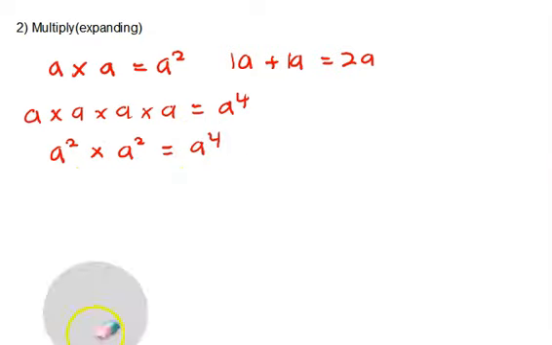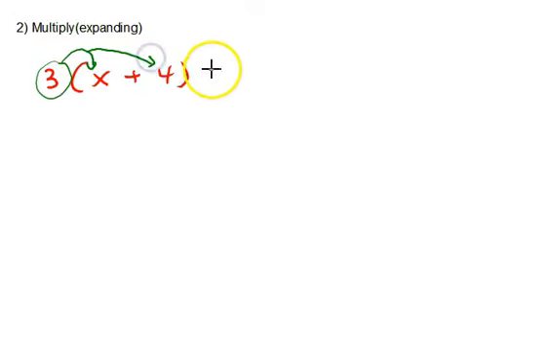So let us go through in more detail. Okay, now for example, now we have 3 times x plus 4. Okay, so we just have to take the 3 and multiply at both sides. So we'll be getting 3 times x, we are getting here about 3x. And 3 times 4, we are getting here about 12.